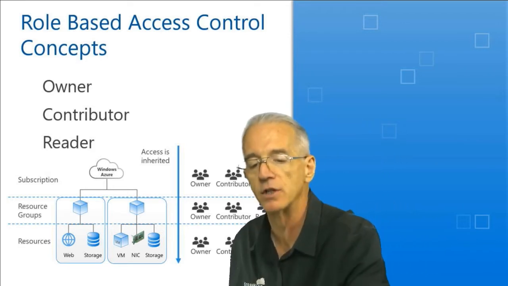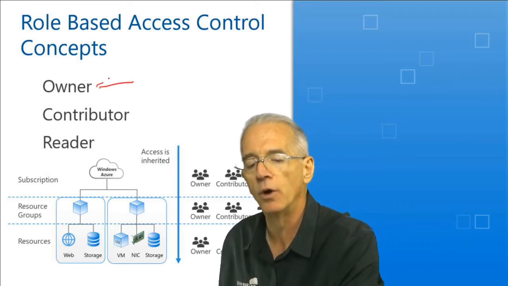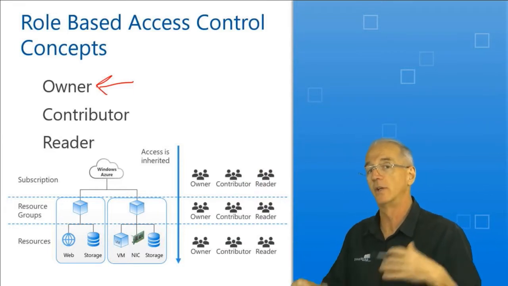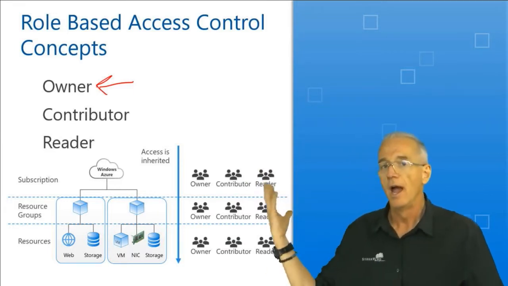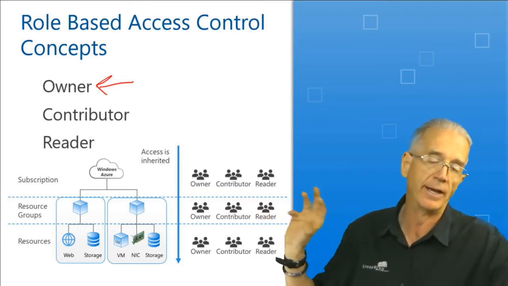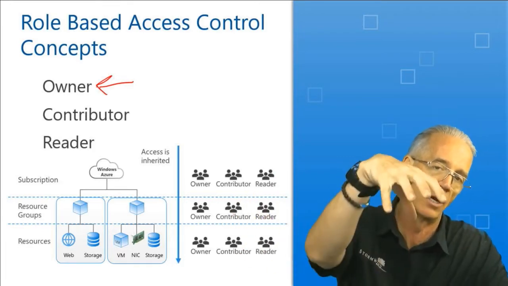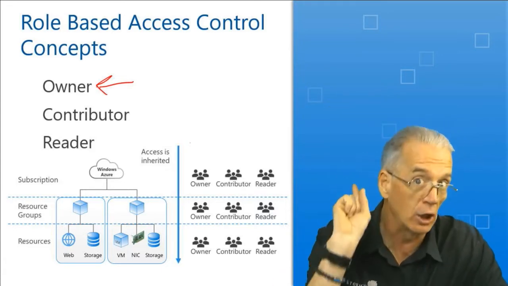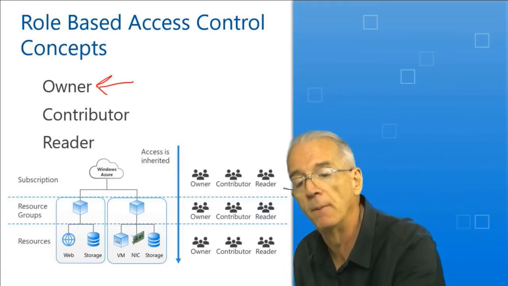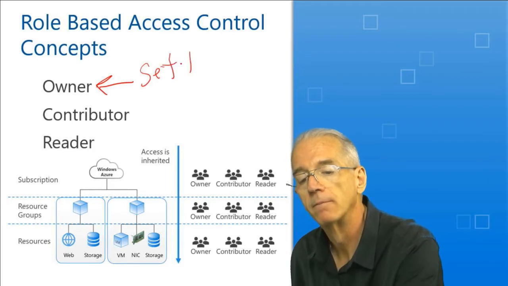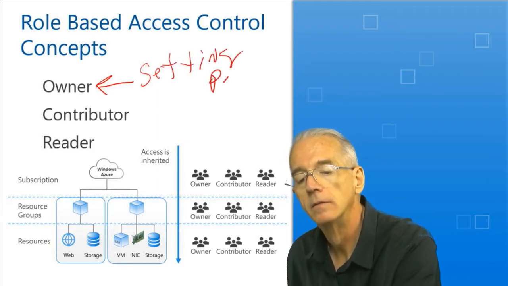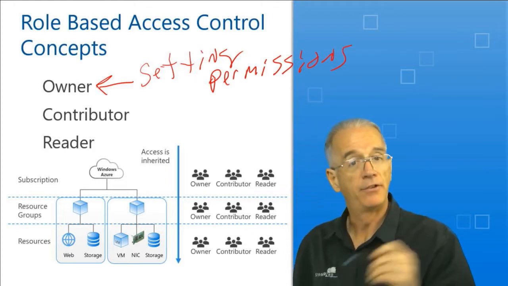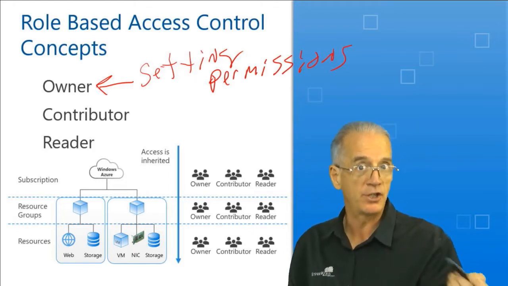Now, there are some very frequently used groups or roles that we have. The first one is owner. If I assign you owner permissions, you can do everything. You can delete, you can add, you can remove, you can change, everything, wherever that has been assigned. In other words, wherever the scope is. So if I did it on a resource group, everything in that resource group, you have full permissions, including setting permissions. That's a big thing. I can change permissions on there.